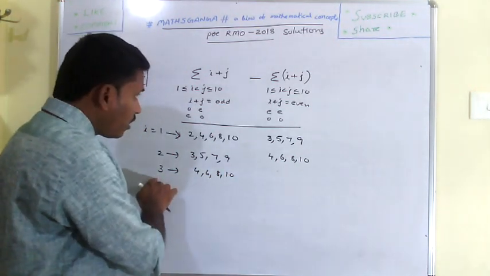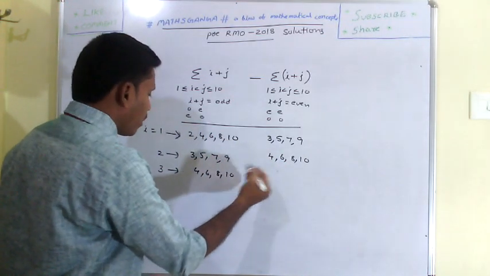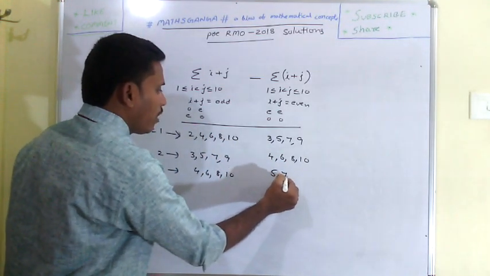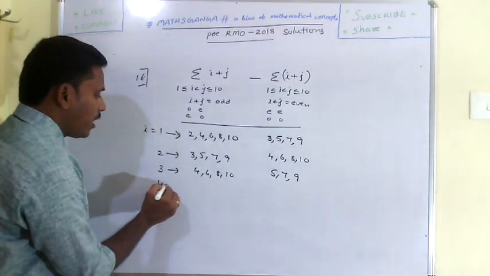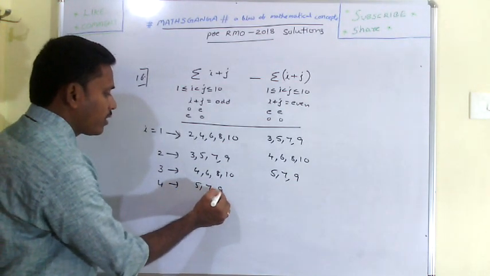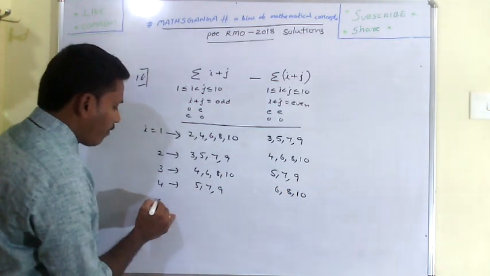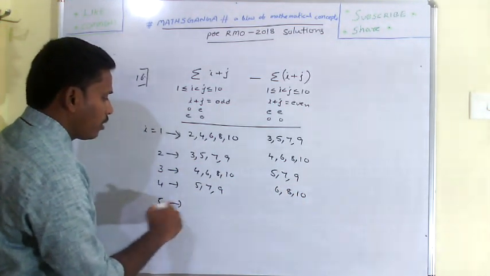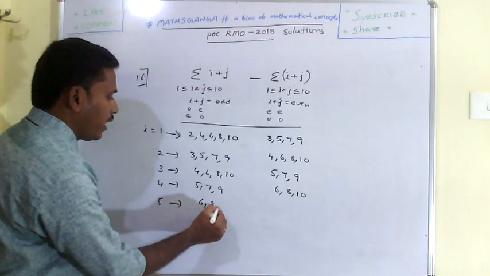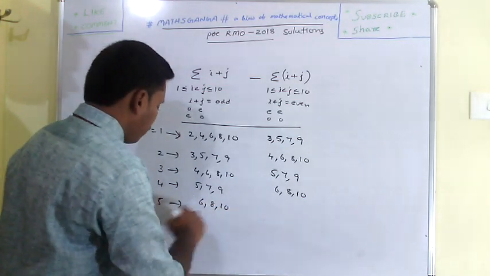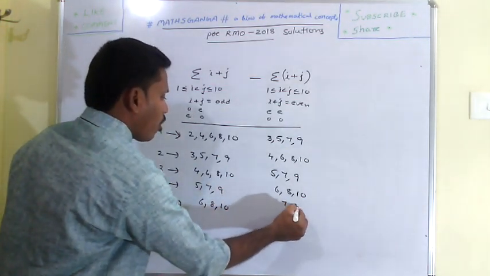If i is 3, then what are the possible values of j? That must be odd, so greater than 3: 5, 7, 9. If i is 4, here the values are 5, 7, 9, and there the values are 6, 8, 10. And if i is 5, the values must be even, so 6, 8, 10. And here the values of 5 must be odd: 7, 9.